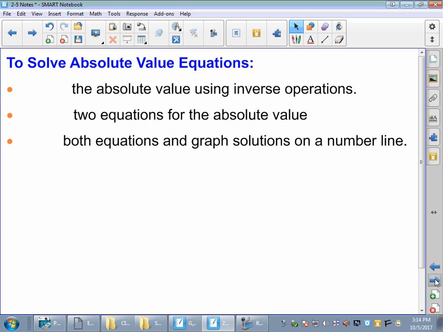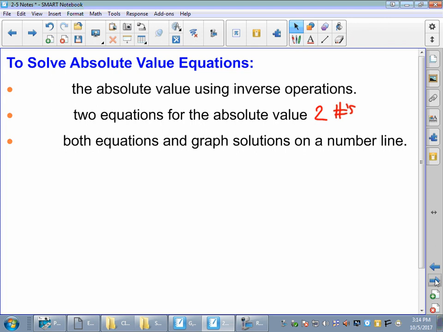When we solve these things, because there's two different numbers on the number line that could possibly have the same absolute value, you're going to solve using inverse operations. You're going to solve two equations for the absolute value equations because there's two numbers that have the same absolute value. Solve both equations and graph solutions on the number line.